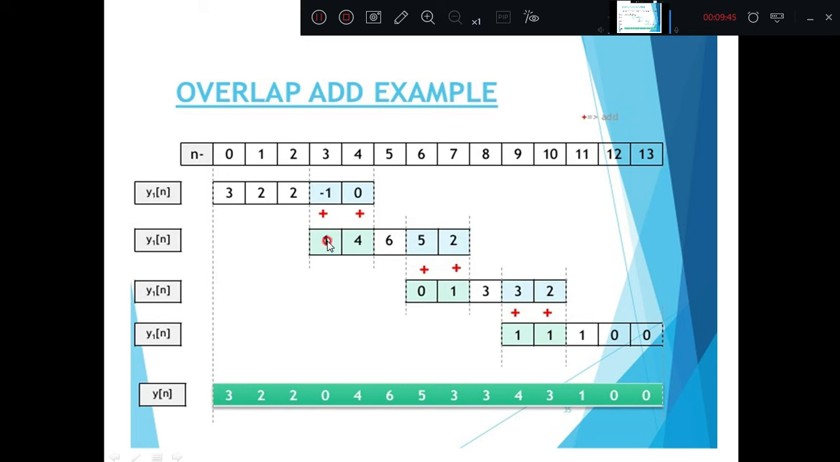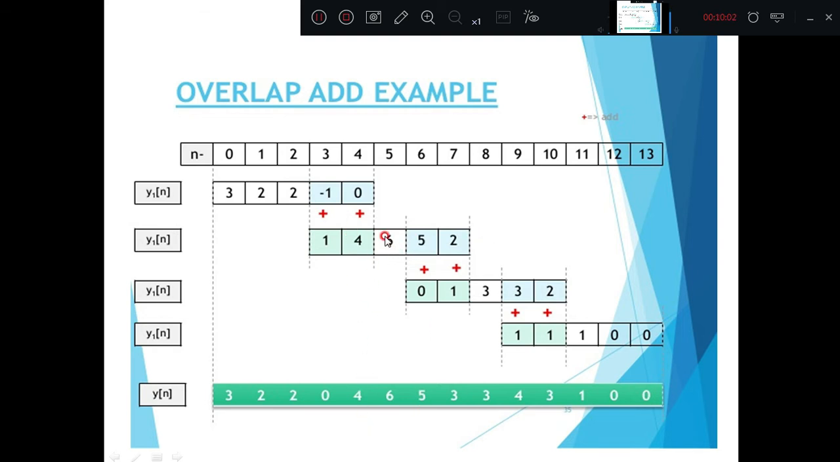So minus 1 plus 1 is 0. First 3 samples you write as it is. Next, overlapped sample values between y1 of n and y2 of n you have to add. So minus 1 plus 1 is 0. 0 plus 4 is 4. Next 6, 5, 2 you write as it is.